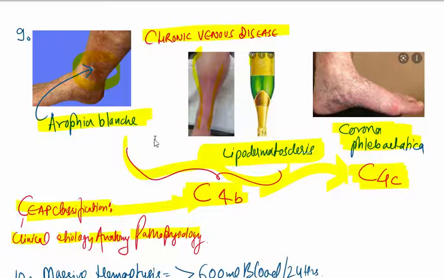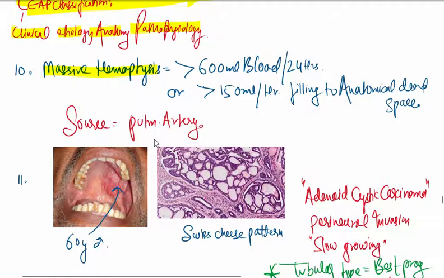Massive hemoptysis, what is its definition? More than 600 ml of blood in 24 hours, or more than 150 ml of blood per hour, that is filling the anatomical dead space. And what is the source of bleeding? Pulmonary artery.